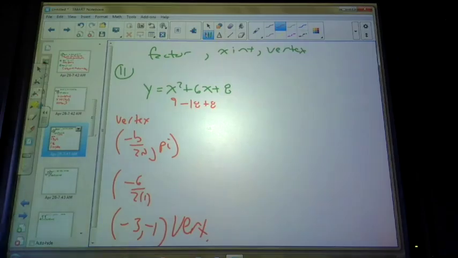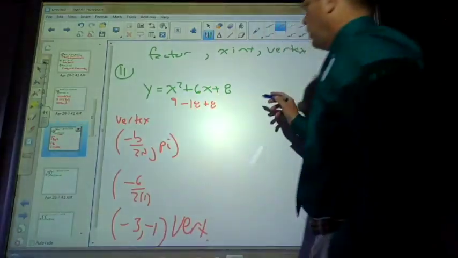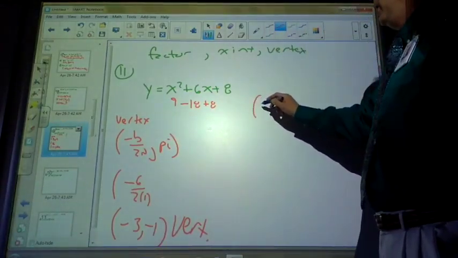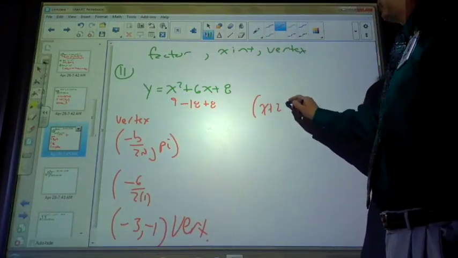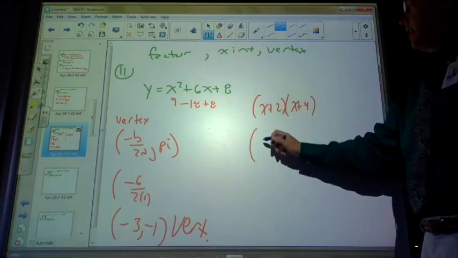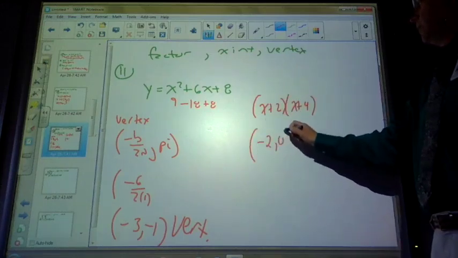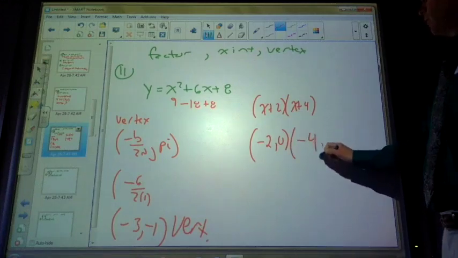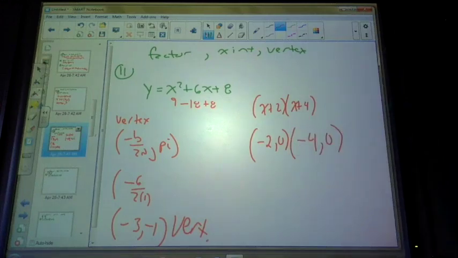Yeah. Let's factor it. I can just factor it real quick. It'll happen to be x plus 2, x plus 4. Where it crosses the x-axis is at negative 2, 0, and at negative 4, 0. Again, I just kind of went through the factoring quickly.